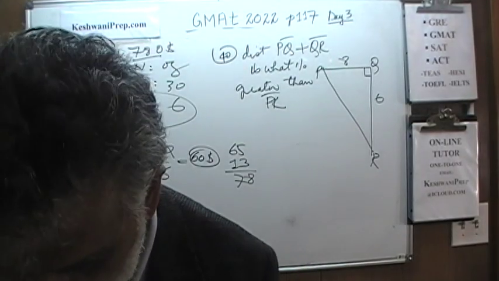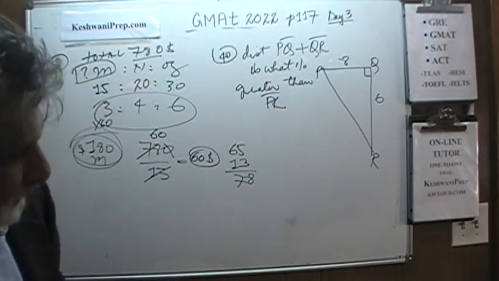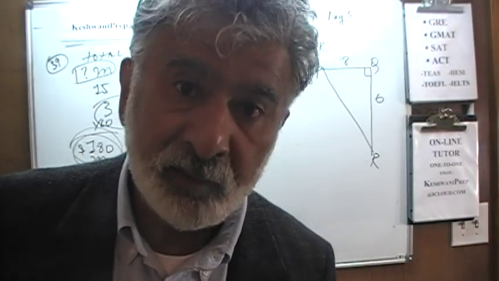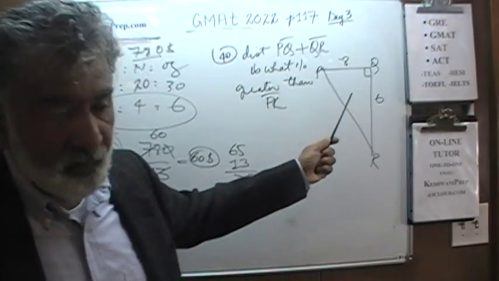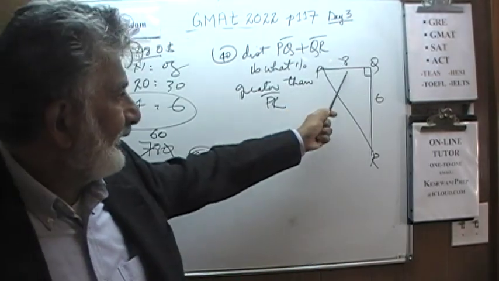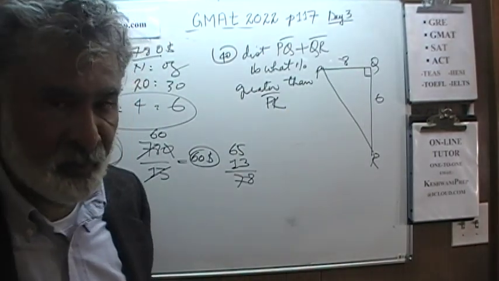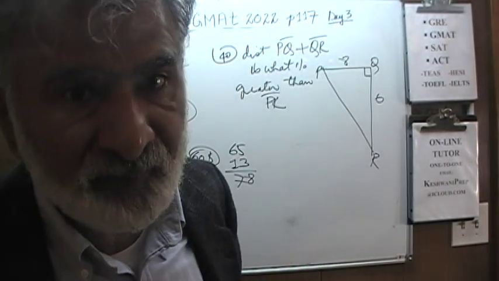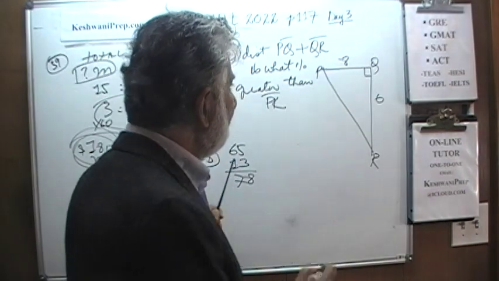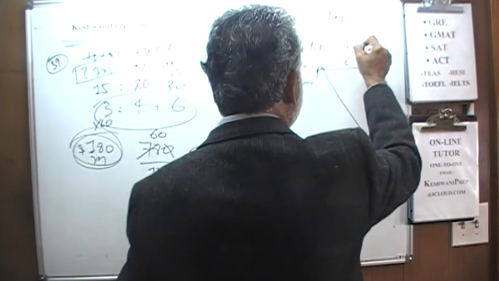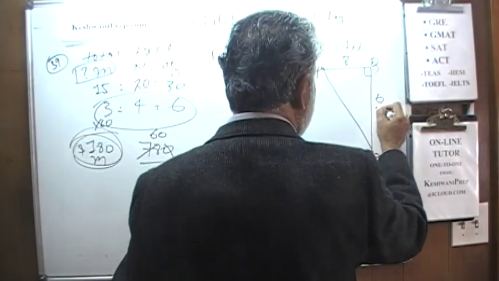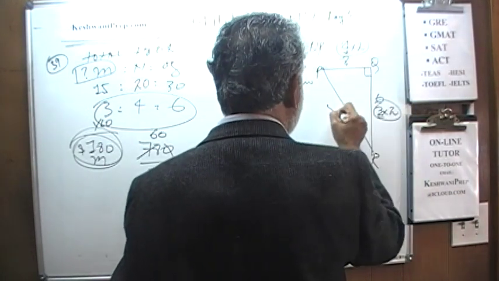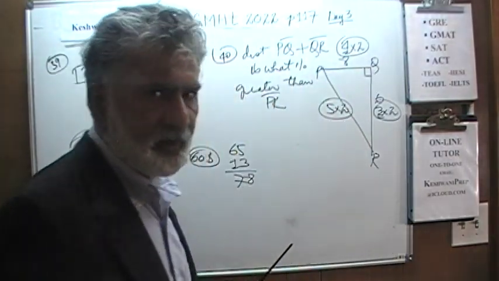The fact that I did not draw it to scale does not matter, because as I told you before, we don't have to go around drawing everything to scale. We are not babies. I didn't mean to do it, but that's how it turned out. So this guy is 8 and this guy is 6. I hope that you're able to see right away that this is a special kind of triangle known as 3-4-5 triangle. P to Q is 8, which is simply 4 times 2. 6 is simply 3 times 2. It's a 3-4-5 triangle.